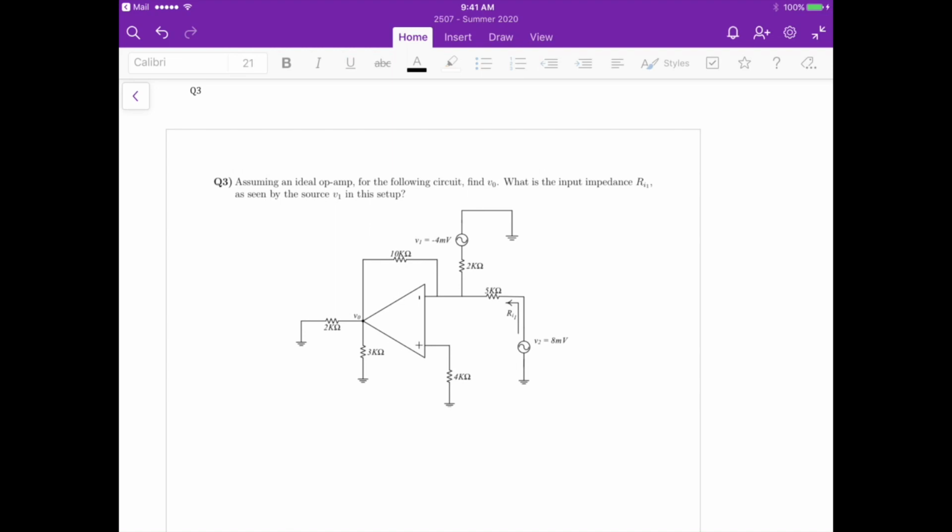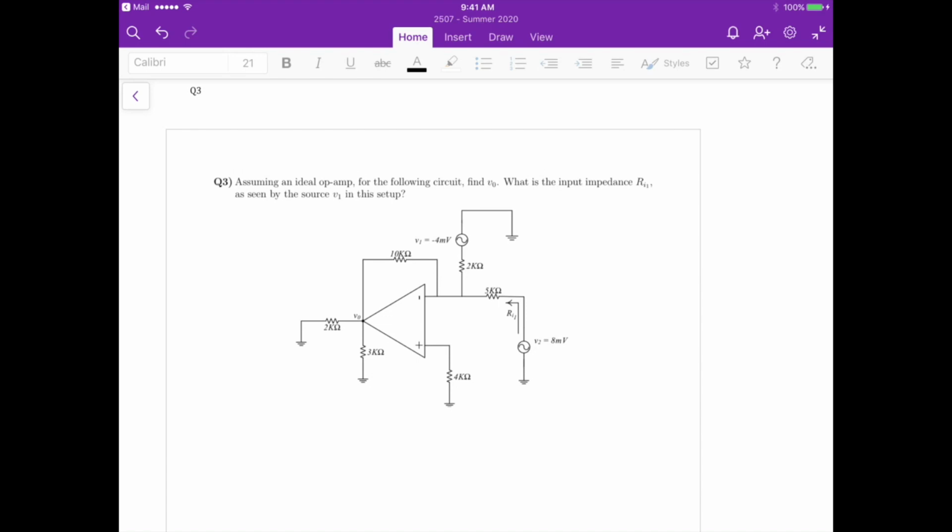Hi everyone, this is the solution for set 2 of questions, involving op amps. This is question 3, so we assume an ideal op amp for the following circuit. First we need to find the output voltage, V0, and then the input resistance, Ri1, as seen by the source V1.